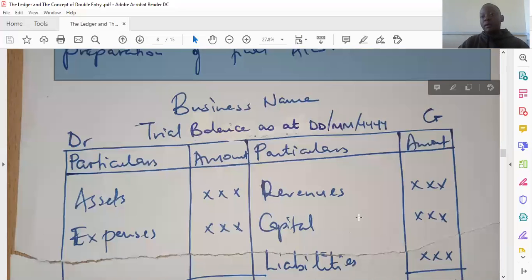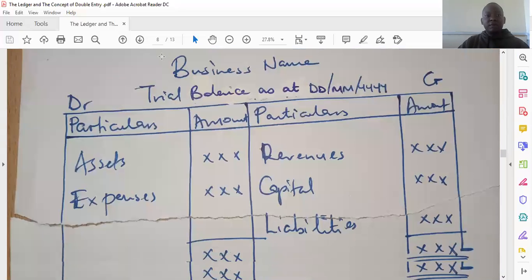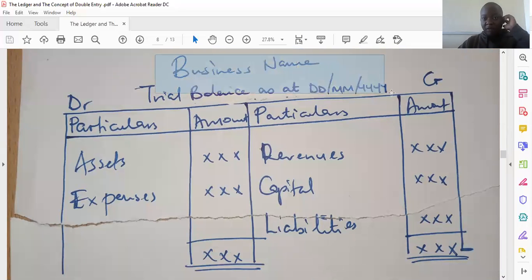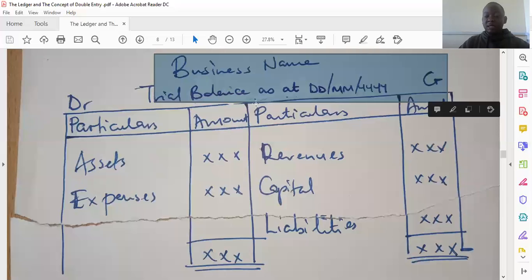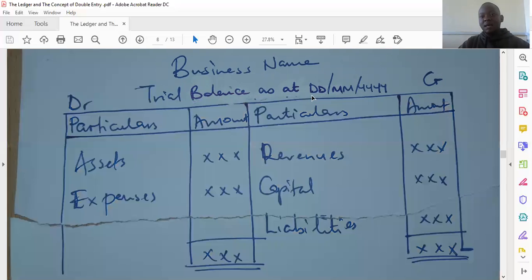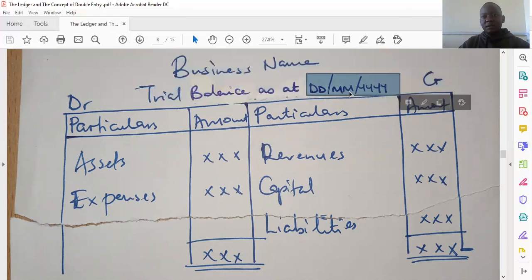So down here we have the format of a trial balance. The trial balance must have the title, and in the title you have the business name, the document that is being prepared, which in this case is a trial balance, and the trial balance as at a given date, a given day of the month of a particular year.